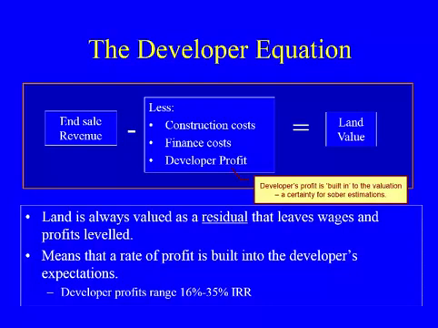We can also see in the developer equation that land is always valued as a residual that leaves wages and profits levelled. In this particular case, the wages are levelled because the construction costs are set by competitive tender, and because of that, the return to the construction businesses that are involved tends to be normalised. That is, it's only just high enough to pay their obligations at a normal level of profit. Likewise, finance costs and developer profit relate to the anticipated minima that an owner of finance, an investor, or the developer are willing to accept.